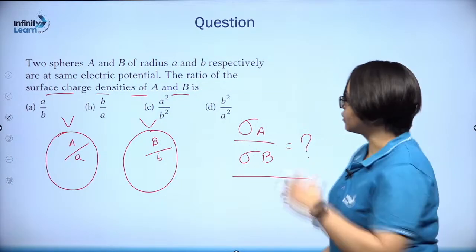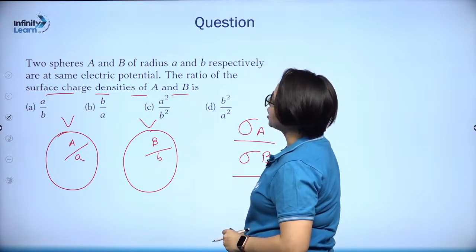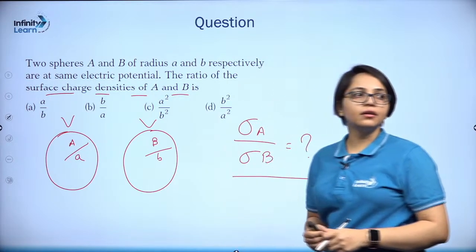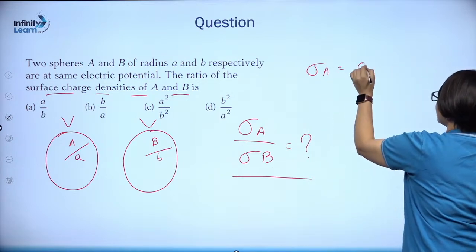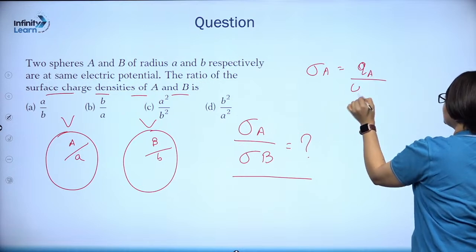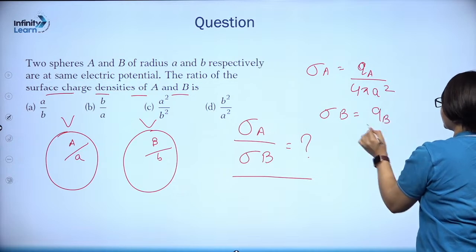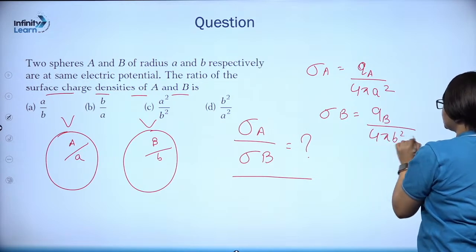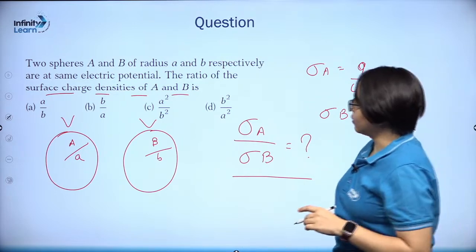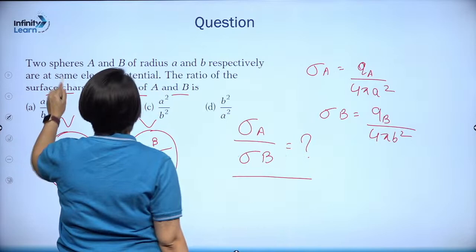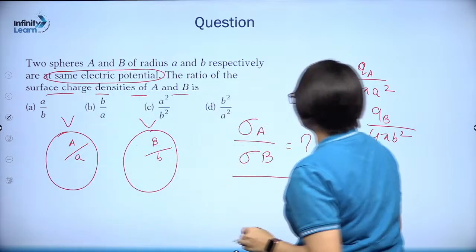Sigma is what, beta? Sigma is charge divided by surface area, right? So over here sigma A will be charge on A divided by surface area 4 pi A square. Sigma B will be charge on B divided by 4 pi B square, surface area of second one is 4 pi B square. It is a sphere. Now, one more critical information is given that both are at the same potential. That means potential of A is equal to potential of B.